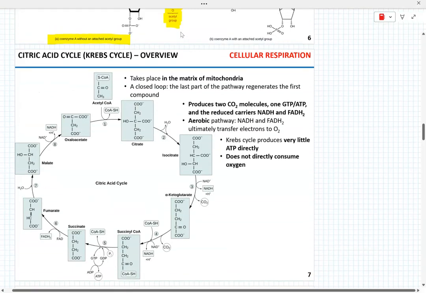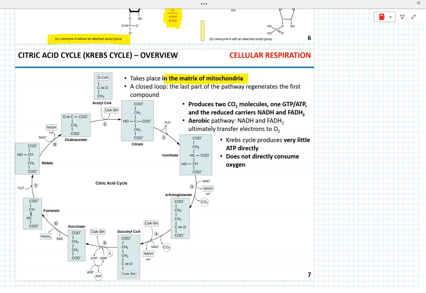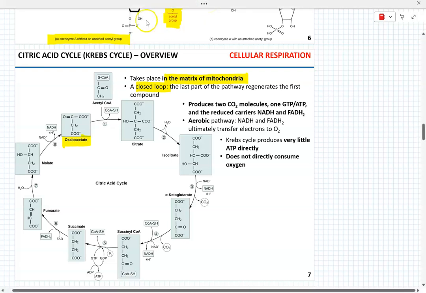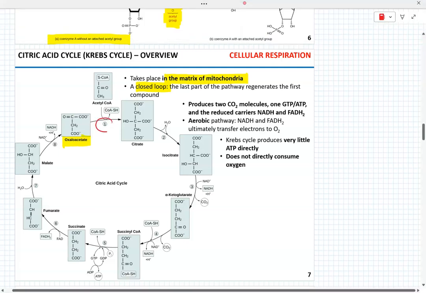Acetyl-CoA enters the Krebs cycle. Krebs cycle is the process that occurs in the mitochondrial matrix of eukaryotes or in the cytoplasm of prokaryotes. As any proper cycle, it is a closed loop. So the very last part of the pathway regenerates what we call the first compound. Of course, you have to take it with a grain of salt. Which one is the first? For convenience, we presume that this is the first step and this is the last step.